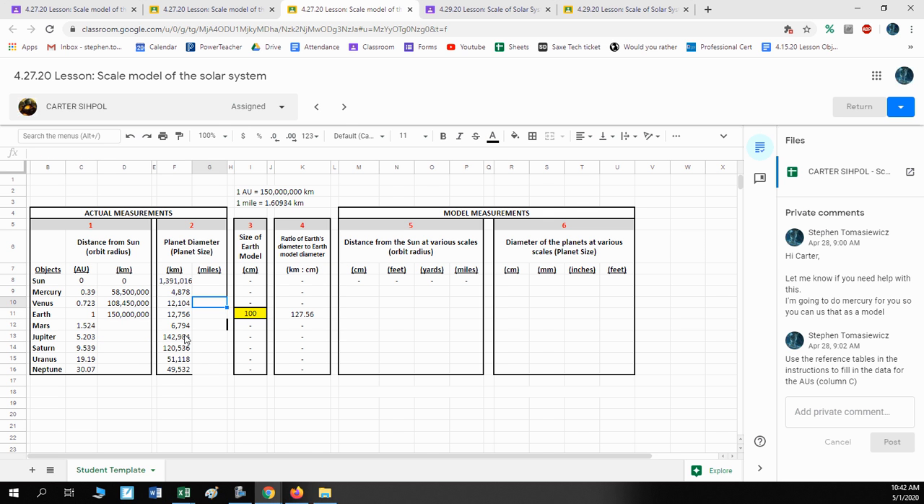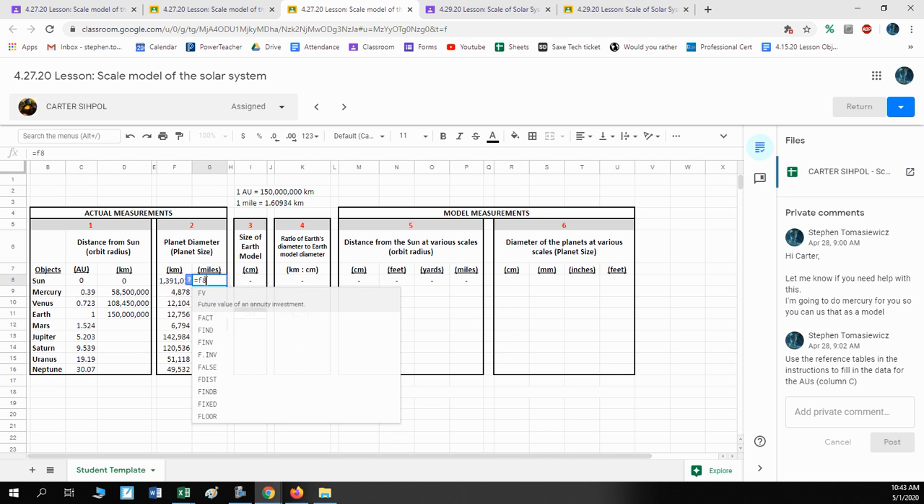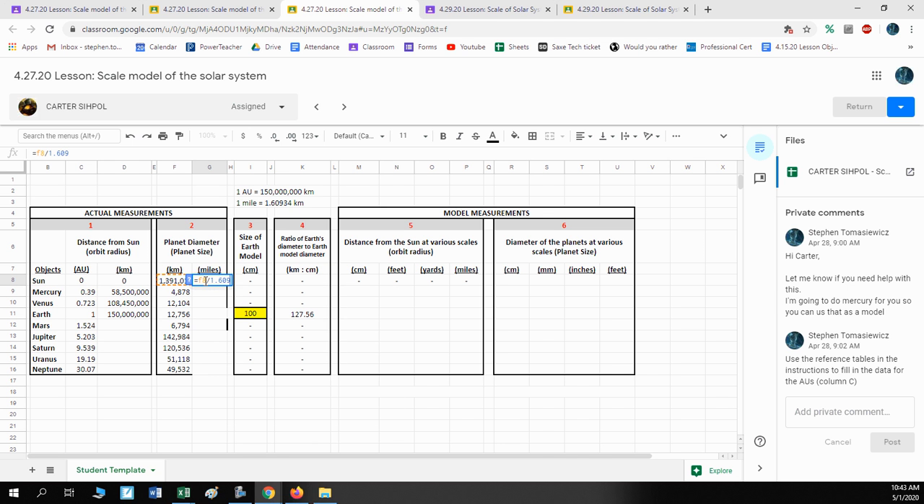So next, let's go to our planet diameters. What we want to do is convert, all this information is given to you in terms of kilometers, and we want to convert this information into miles. To do that, we're just going to reference the information in this cell and divide it by 1.60934, because 1 mile equals 1.60934 kilometers. So this equals F8 divided by 1.60934. And there you go. 1.391 million kilometers is the same thing as 864,000 miles.